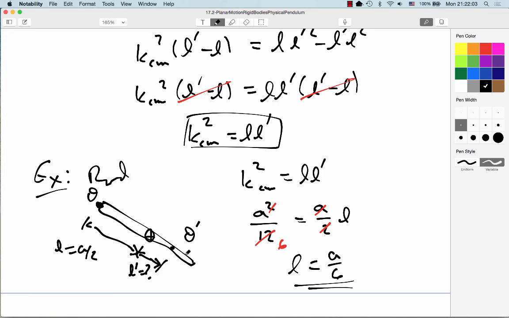So in the next video, we'll continue our exploration of planar motion, taking a look again at angular momentum and going from there.